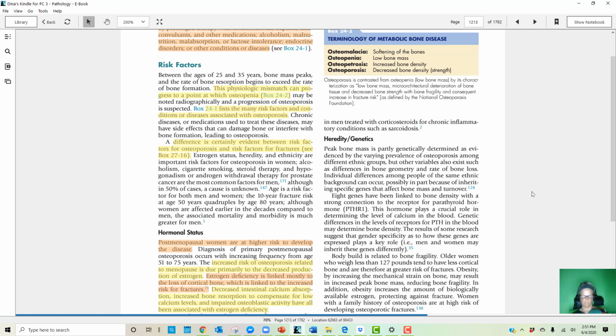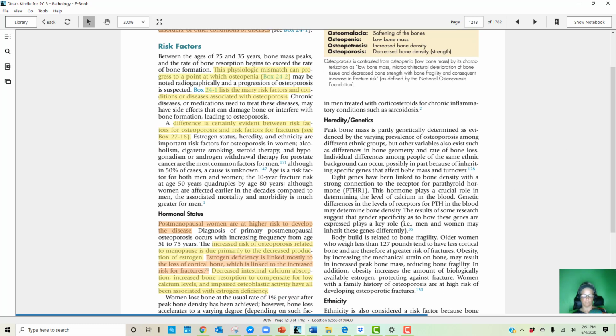2. Heredity, genetics. Peak bone mass is partly genetically determined as evidenced by the varying prevalence of osteoporosis among different ethnic groups, but other variables also exist such as differences in bone geometry and rate of bone loss. Individual differences among people of the same ethnic background can occur, possibly in part because of inheriting specific genes that affect bone mass and turnover.